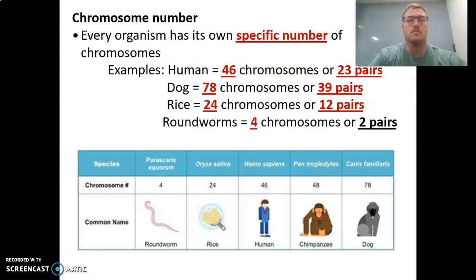So, chromosome numbers. Every organism has its own specific number of chromosomes. For example, humans have 46 chromosomes, so there's 23 pairs. Dogs have 78 chromosomes, so there's 39 pairs. So however many chromosomes an organism has, it has half that amount of pairs. Here's a couple other examples.